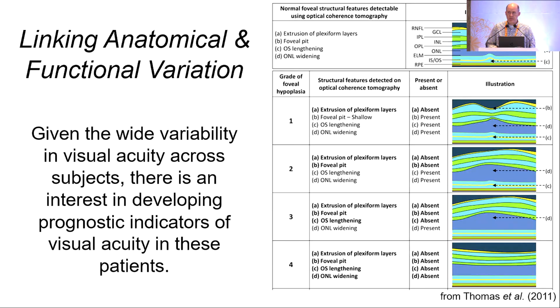And the group in Leicester in the United Kingdom developed a grading scheme shown here on the right, where they grade the severity of foveal hypoplasia from 1, with fairly mild hypoplasia, up to 4, which is the more traditional foveoplana, or complete absence of foveal specializations. And those are listed here in terms of the extrusion of inner plexiform layers, presence or absence of a foveal pit, lengthening of the outer segments, and widening of the outer nuclear layer. But in all cases, it's important to note that they simply remark these as binary, present or absent.